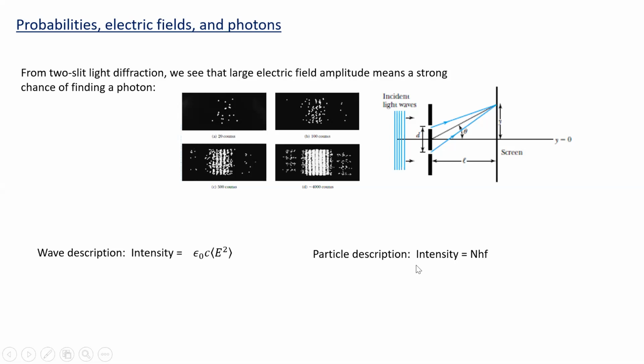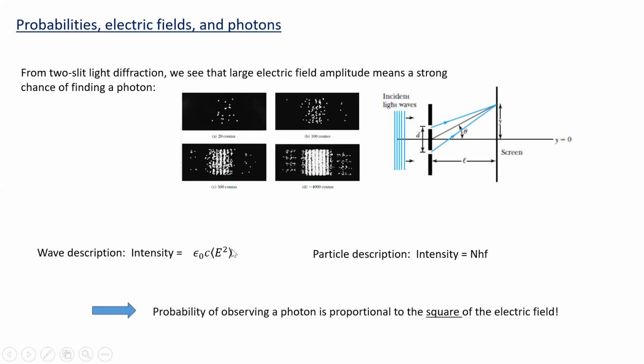So we see this correspondence between the number of photons, or the chance of a photon hitting, and the square of the amplitude. From this analogy with light, the probability of observing a photon is proportional to the square of the electric field, because the number of photons we get here, n, is proportional to the intensity, and the intensity classically is proportional to the square of the electric field.